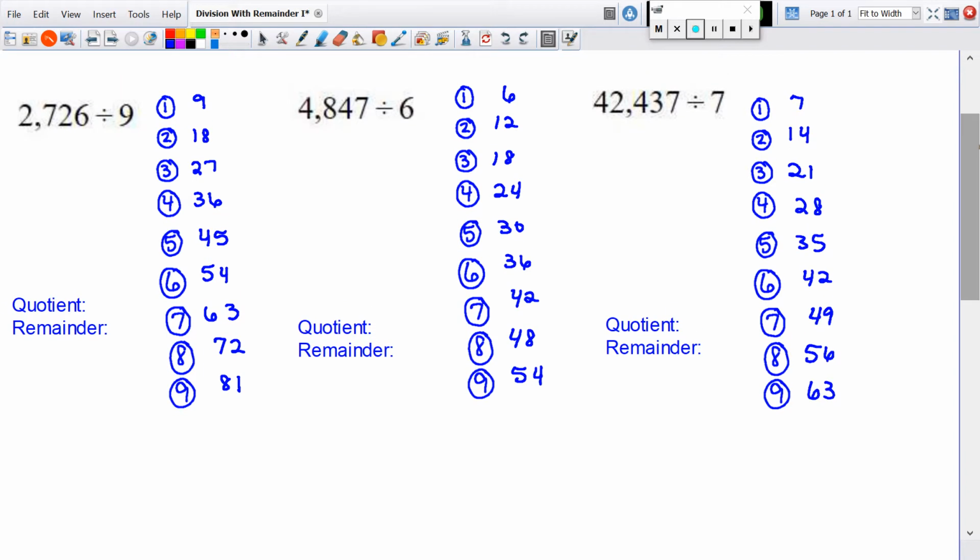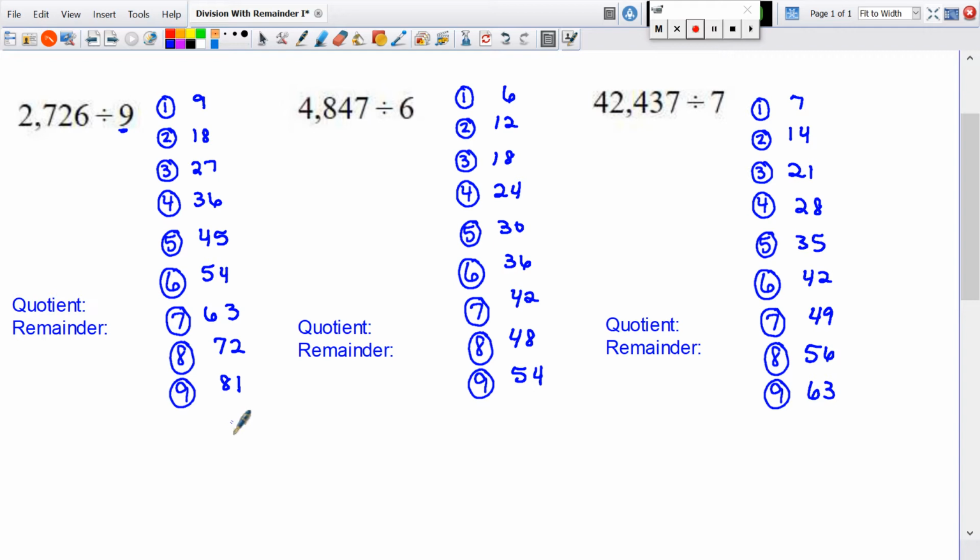So what I've done off to the side here is I've made a list of 9 numbers, circle 1 through 9, and it's important that you circle those, and I'll explain in a moment. You start with whatever you're dividing by as your first number on the list, and then you keep adding that number each time. So 9 plus 9 is 18, 18 plus 9 is 27, and you go down the list adding 9 each time.